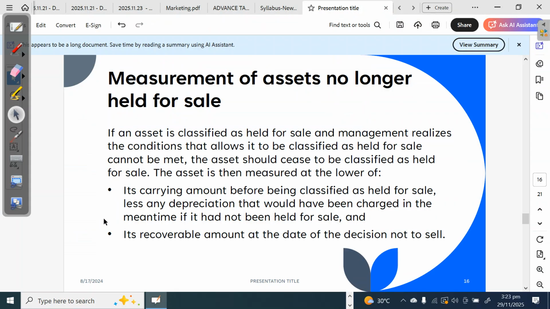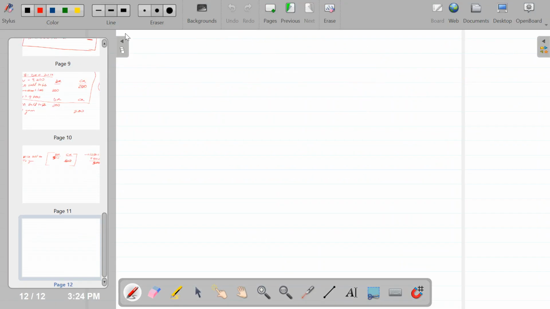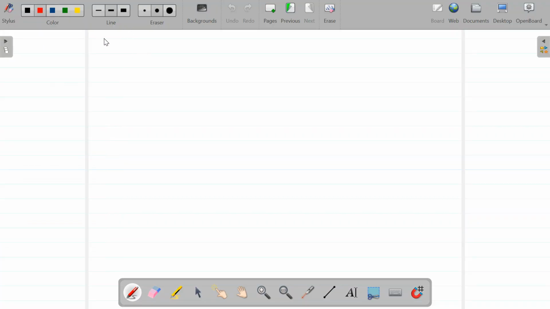Okay. So if an asset is held for sale and we are not able to sell it, we have to bring it back to its former state. So in that case, how do we do it? The standard says that in that case, we still need to find the carrying amount. So the main issue is, I think an example will help us to understand it well.